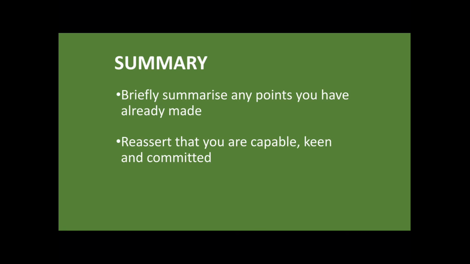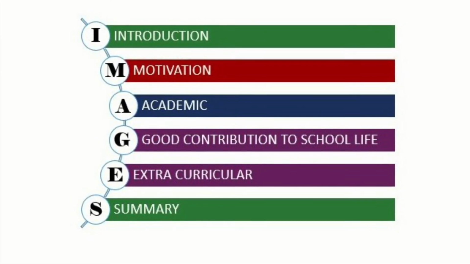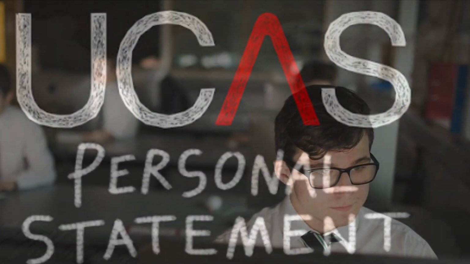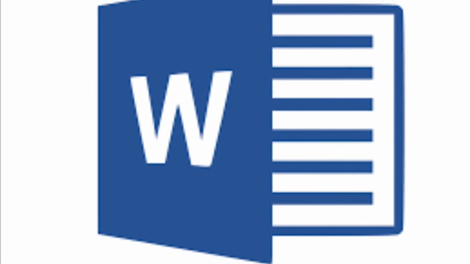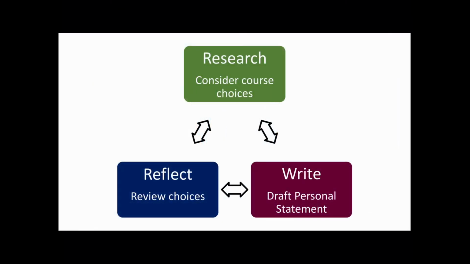My advice now is to begin the personal statement using the IMAGES structure, as well as ideas from Unifrog and the UCAS video. Start with a paragraph you are comfortable writing and build the statement from there. You don't need to start at the beginning. You can use the space in Unifrog to draft your statement, or you can write it elsewhere and copy it in later. And remember, the personal statement is a process, not just an outcome. Make a start. Even if you're not sure of what you want to do, start with a section you can write about, and it will hopefully crystallise your thoughts.